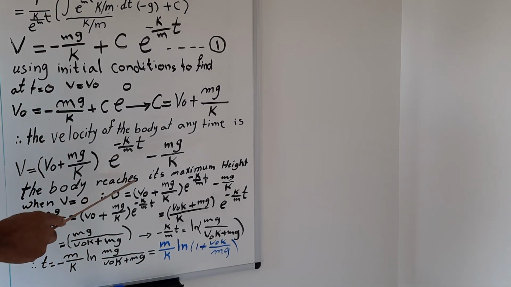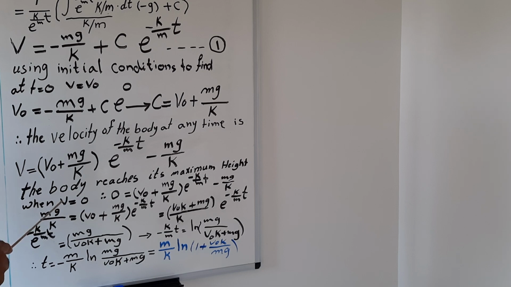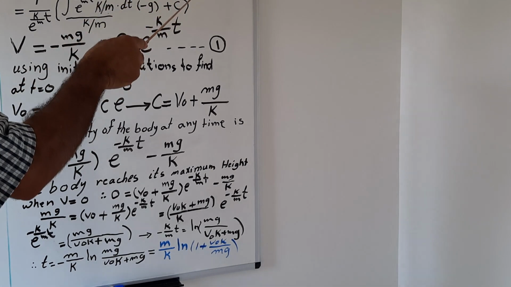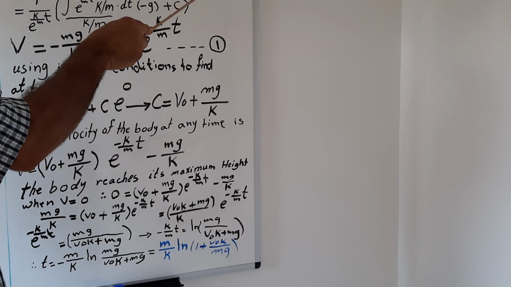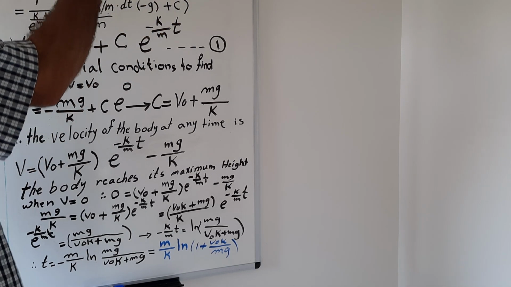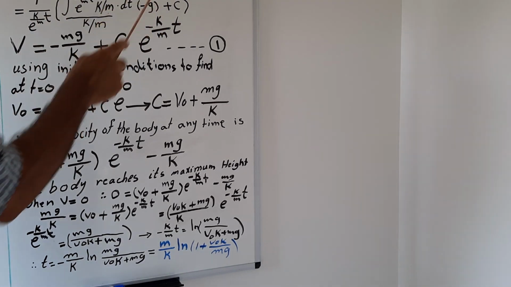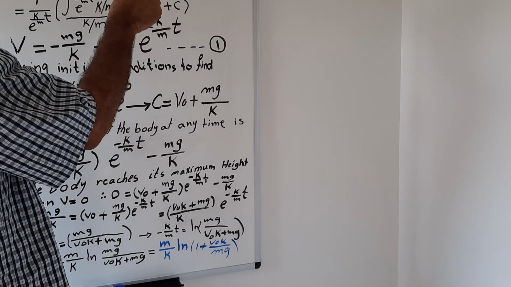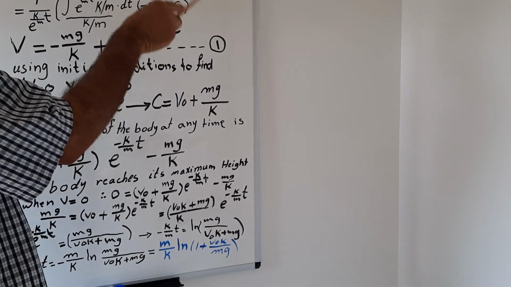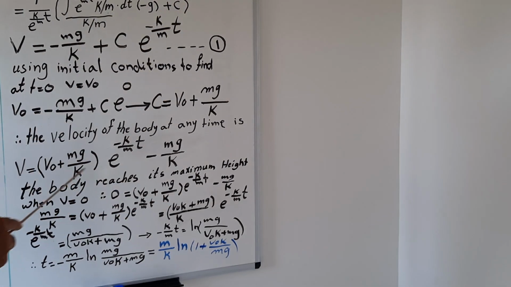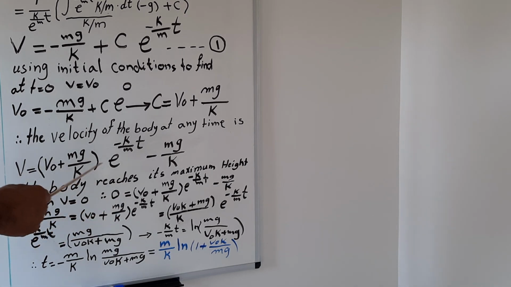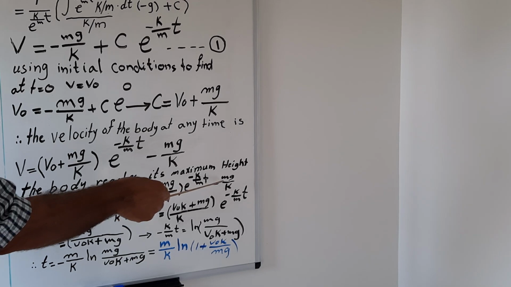The body reaches its maximum height when v equals 0, because as you know, the body will have the acceleration downward at the end. The body reaches the maximum height at v equals 0. When the body stops, it will come back again. So when v equals 0, we plug 0 in the equation here, and we got this.